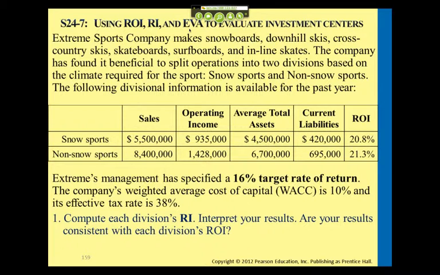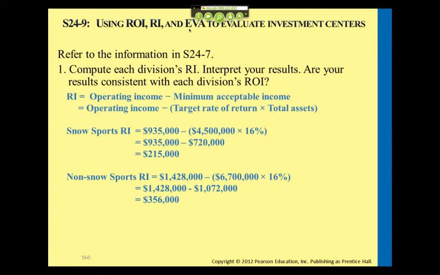All right. So how are we going to start? With the formula. Our RI is operating income less the minimum acceptable income, and we said that it's target rate of return multiplied by total assets. So once we calculate these numbers for snow sports and non-snow sports, I'm just plugging numbers in off the table. I think you're going to have an exercise on this. You plug the numbers in, you find your snow sports RI. Now pay attention, it's in dollars, although we're looking for the rates.